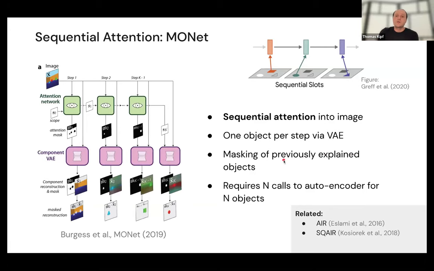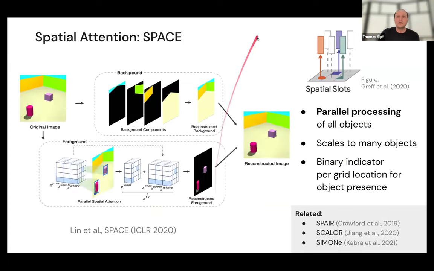But one downside, and this is one of the main reasons why this hasn't recently been adopted too heavily, is that it requires n calls to an autoencoder to extract n objects. And if you have 100 objects, that's a lot of calls to the autoencoder for a single frame. And if you imagine applying this to video, this gets very, very expensive. And so that's where spatial slots come in, which break down the sequential process into a fully parallel grid-based mechanism, which is very efficient on modern hardware.